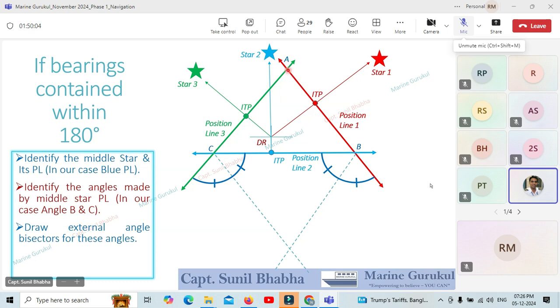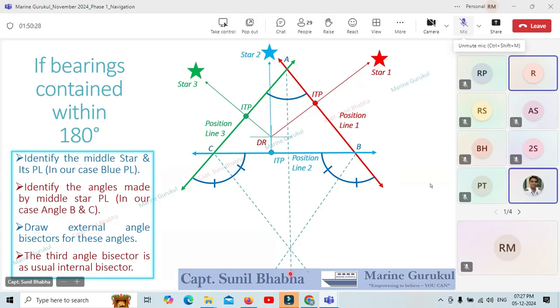Now for the third vertex, that is Alpha, we draw the internal angle bisector as usual. So let's draw the internal angle bisector A. You have the internal angle coming up in the plot, and we now draw its internal angle bisector. You see the dotted line internal angle bisector of A coming up, and you will see that all these three angle bisectors will intersect at a single point.